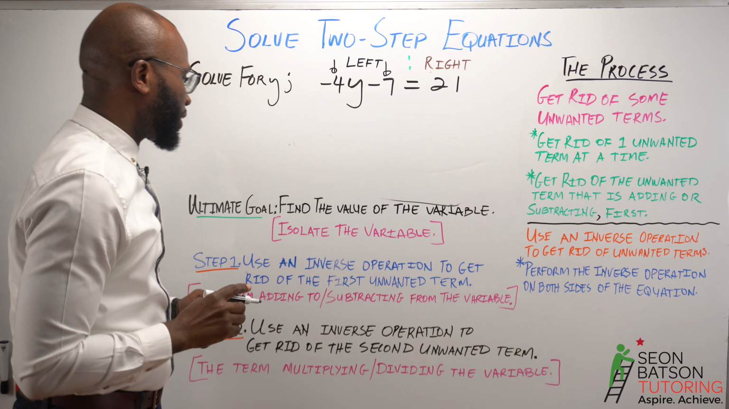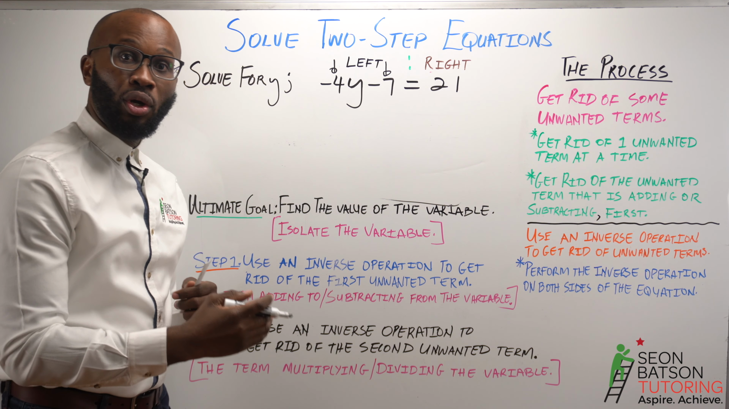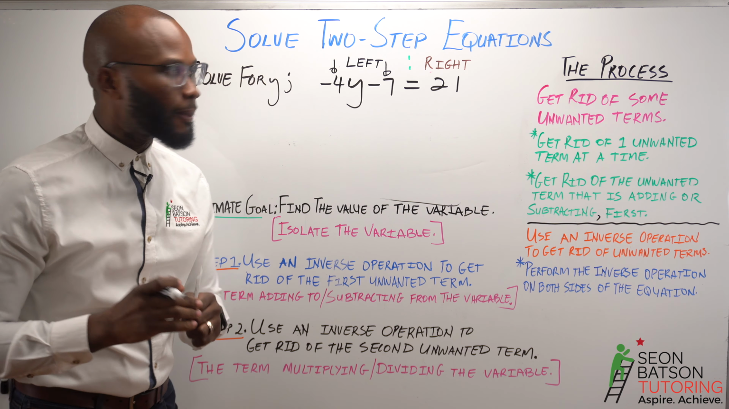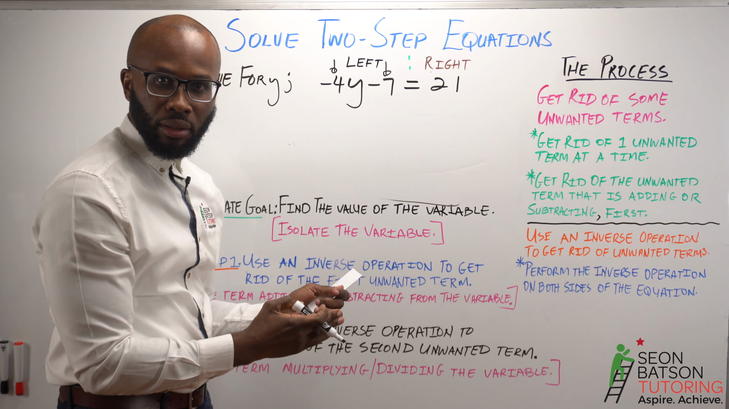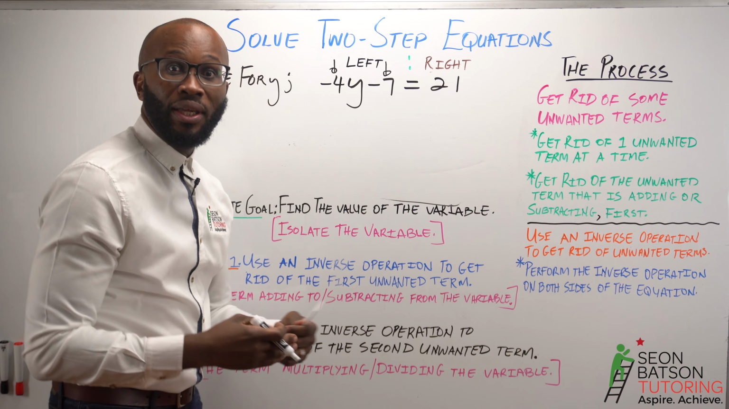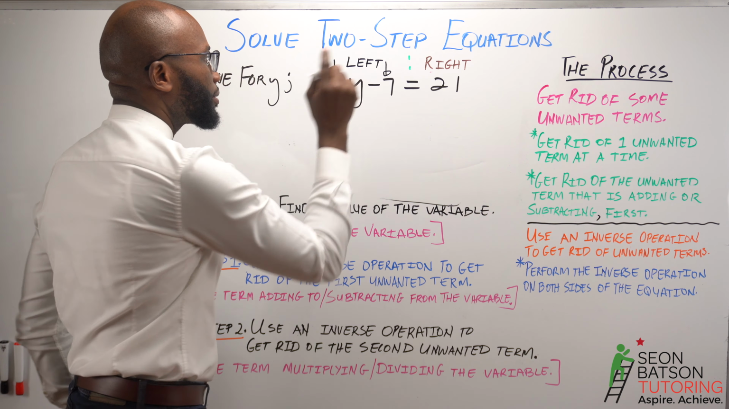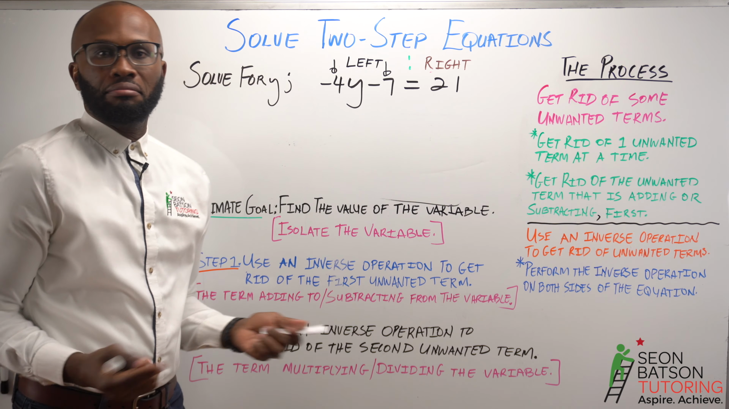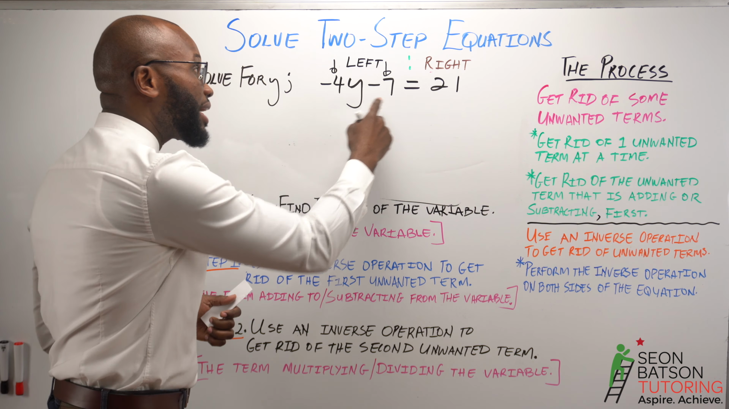Well, remember our secret. We will always get rid of the unwanted term that is adding to or subtracting from the variable first. In this example, this negative 4 is multiplying the y. Yes? Because remember, negative 4y is the same as negative 4 times y. Yes? And our 7 here is just by itself subtracting from the y. So since the 7 is subtracting from the y, we will get rid of this negative 7 first. Yes? How are we going to get rid of the negative 7?